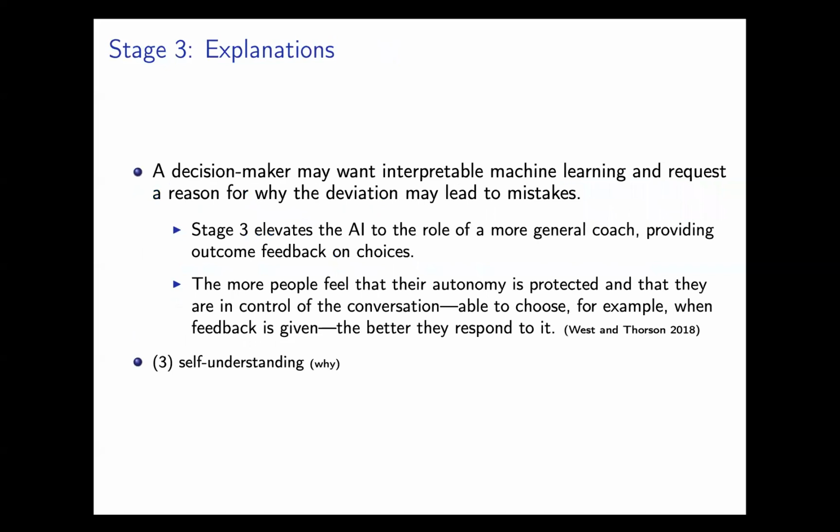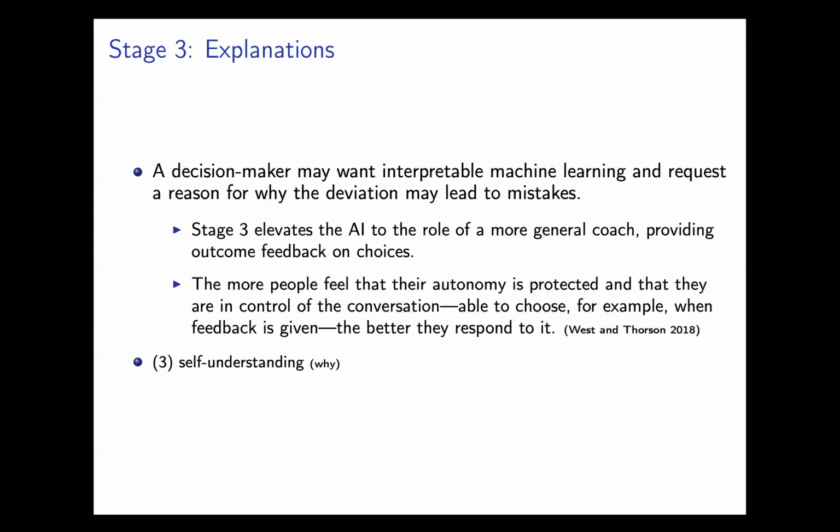In stage three, a decision maker may want interpretable machine learning and request a reason for why a deviation may lead to mistakes. So here the AI is more of a general coach providing outcome feedback, but people still have autonomy. They're in control of the conversation. They're able to choose, for example, when the feedback is given. As previous research has documented, they respond better to this feedback when it's actively selected.